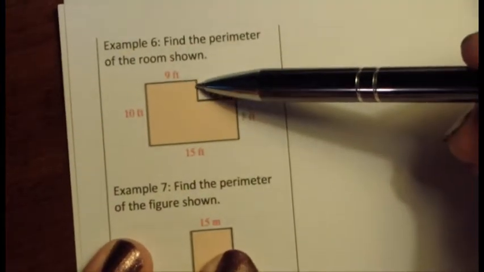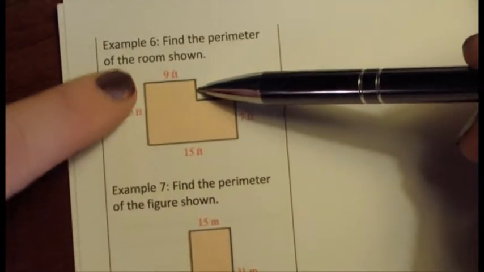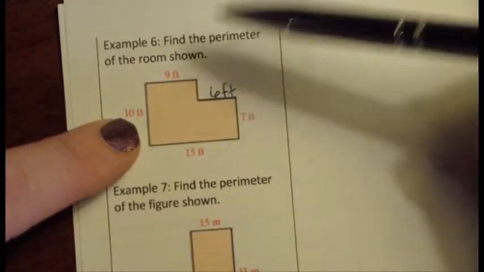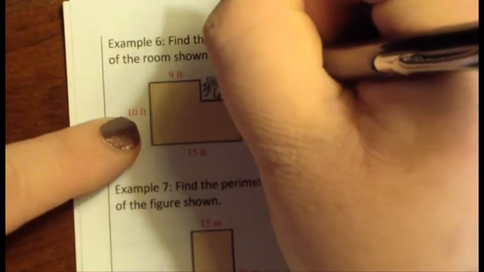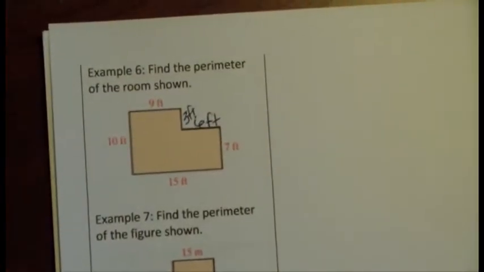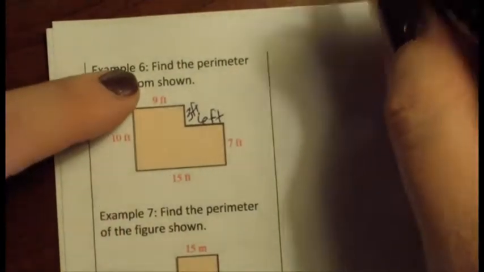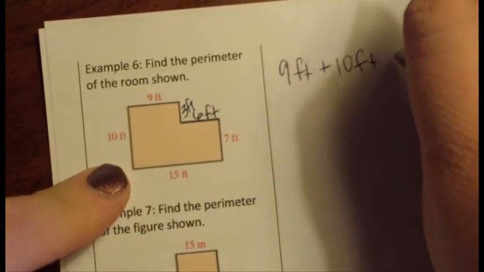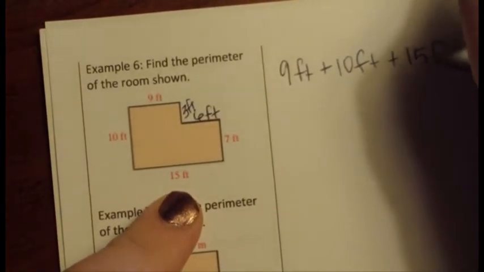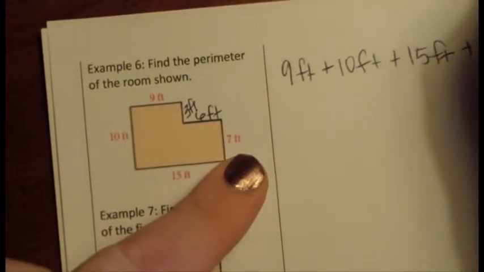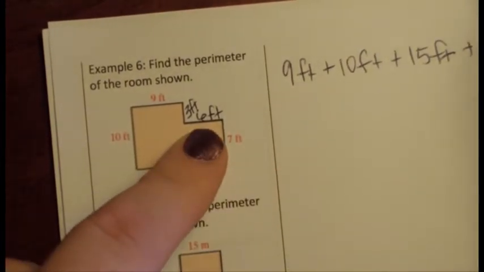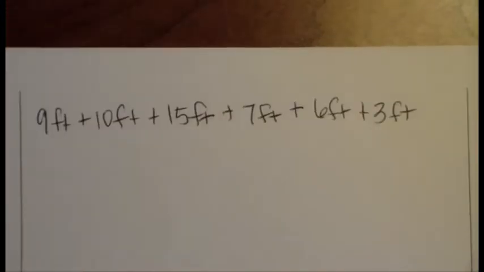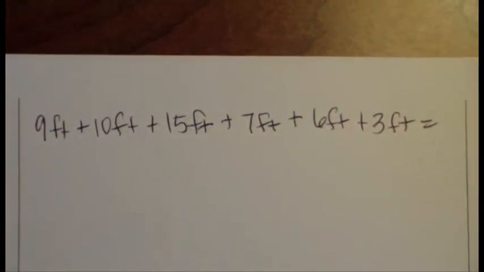Now for this little part right here, we know the whole entire length is 10 feet. And we know that this part's 7, so this little part has to be 3. And then perimeter, remember, you just add up all your sides. So I'll start up here, 9 feet plus 10 feet plus 15 feet plus 7 feet plus 6 feet plus 3 feet. And you just add all your sides together. That's going to give you your perimeter.